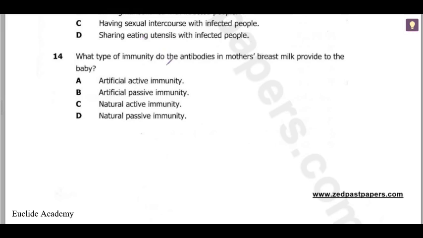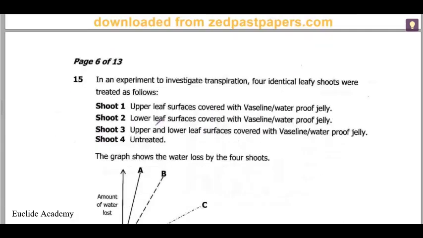14, what type of immunity do the antibodies in mother's breast milk provide to the baby? So it's not artificial in any way. Wherever there's artificial, we cancel. This is artificial, that means we've eliminated it. So we remain with 2. Natural active? It's not natural active. Actually, it's natural passive because it's being passed from the mother to the baby. So it's natural, but it's passive. So D will be the correct answer.